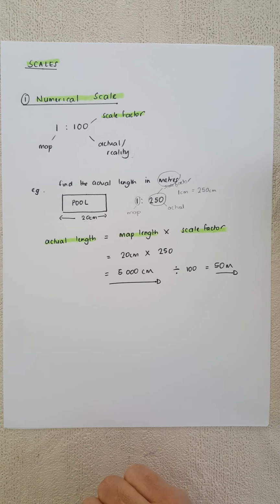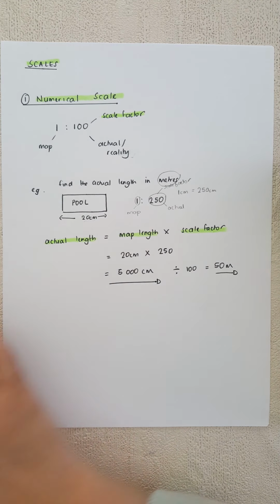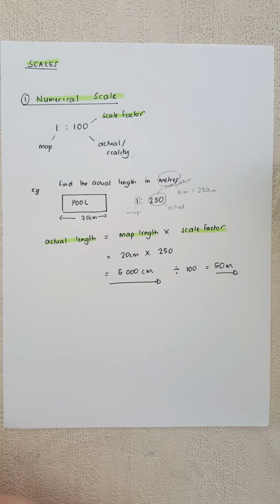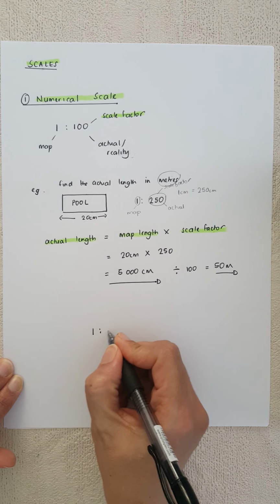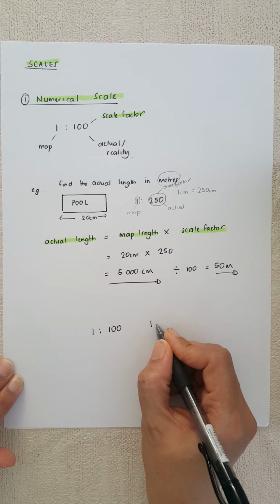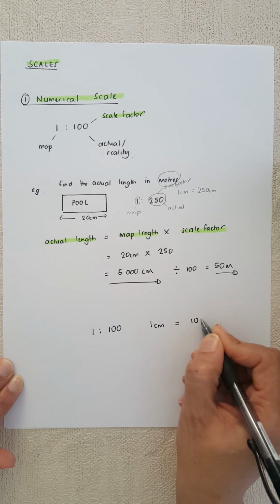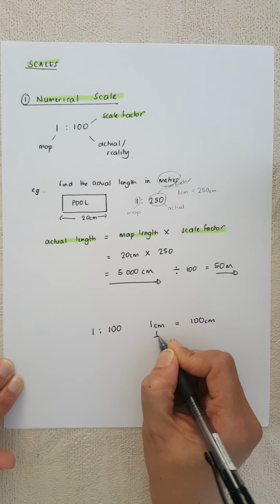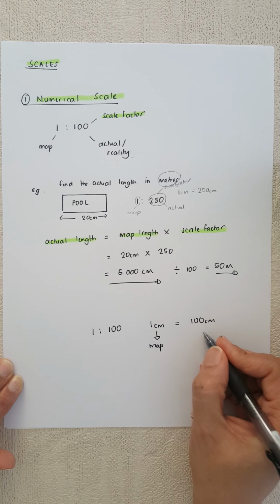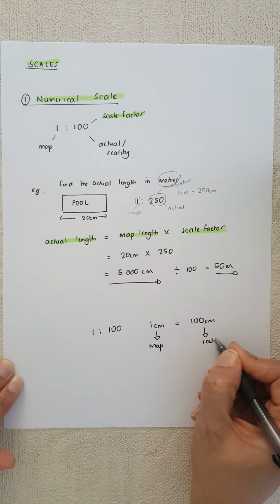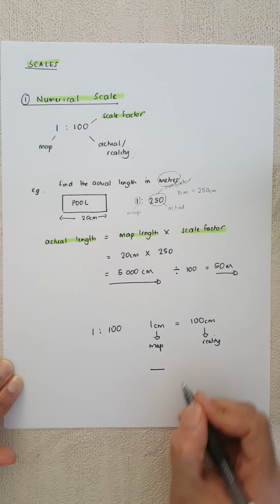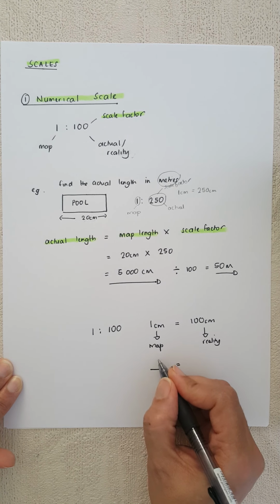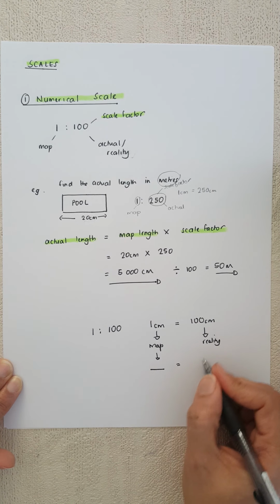The main thing we need to know is that when we see any scale, this is how it's written: 1:100. It means that 1 centimeter is equal to 100 centimeters. This will be drawn on the map, but in reality it will be equal to 100 centimeters. If I draw a line of only 1 centimeter on my map, in reality it's going to be 100 centimeters.